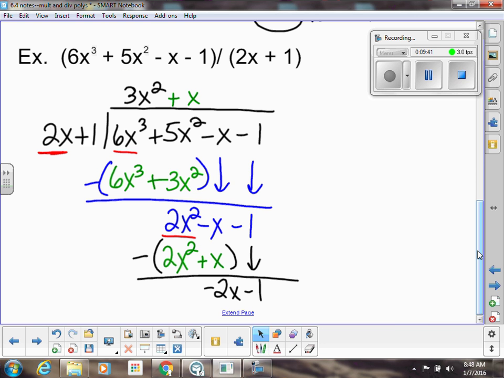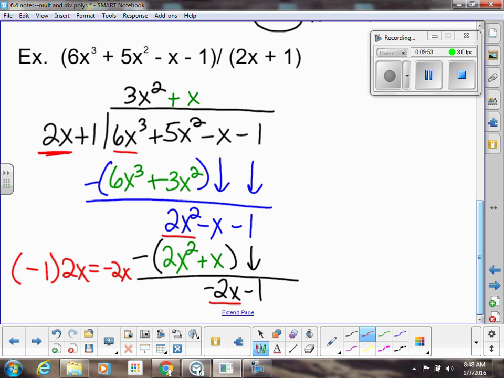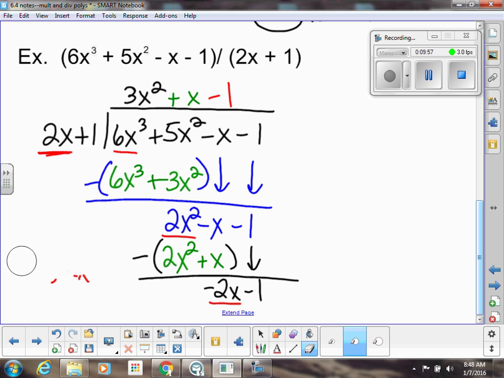All right, so I'm going to underline the first thing in each one. So 2x, what times 2x is going to give me negative 2x? Well, that's just going to be negative 1. So I'm going to have negative 1 up there. And I'm going to multiply negative 1 times both of those.